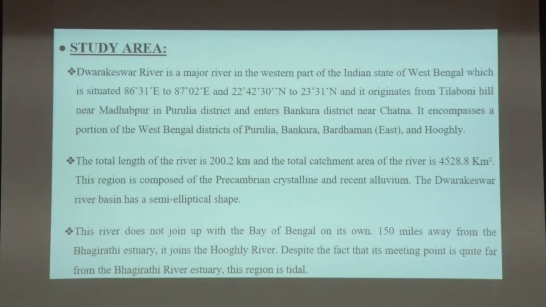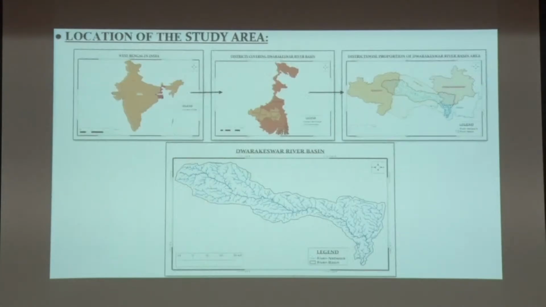Now this is our study area. The Darukeshwar River is a most important river of the western part of West Bengal, and it originates from Tilaboni Hill near Madhavpur in Purulia district and passes through Purulia, Bankura, a little portion of Purba Bardhaman, and then it enters Hooghly and meets the Bhagirathi River. The total length of the river is 200.2 kilometers, and the total catchment area is 4,528.8 square kilometers. This is our study area map.